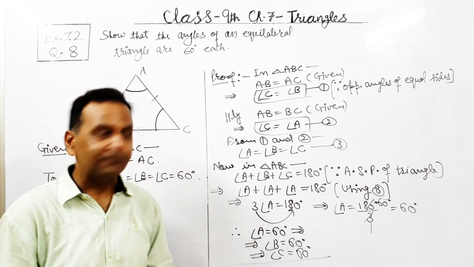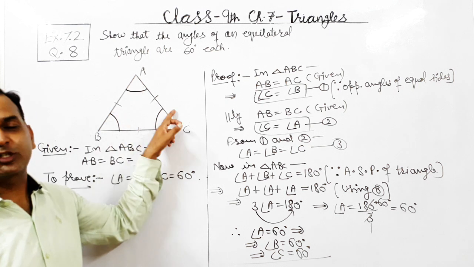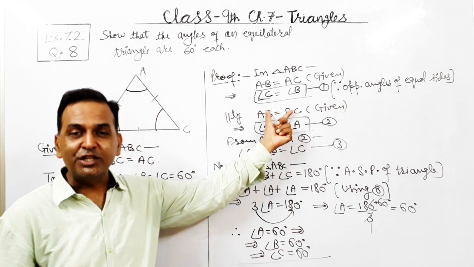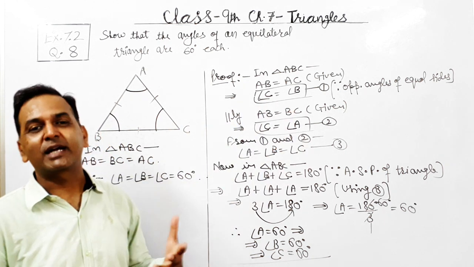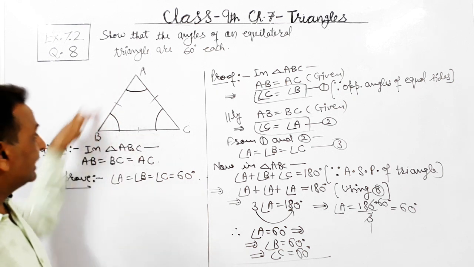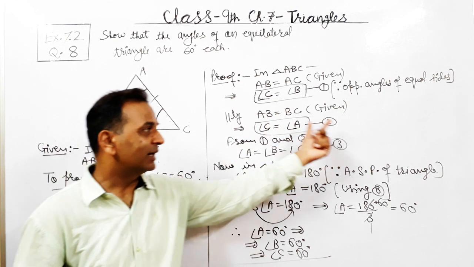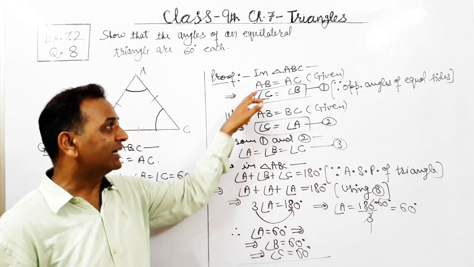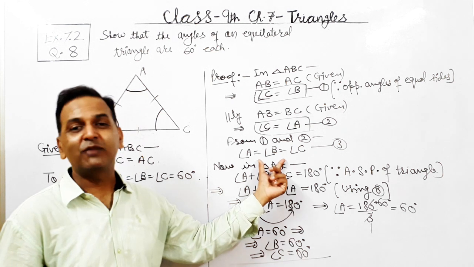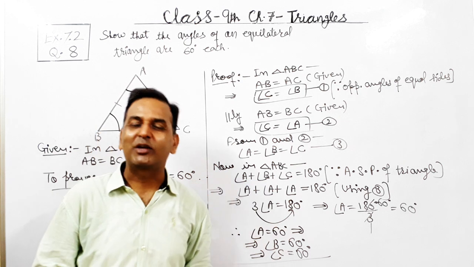Next, in this triangle ABC, AB and AC, suppose these two sides are equal, then their opposite angles, angle C and angle B, will be equal to each other using theorem 7.2. If two sides are equal, then their opposite angles are also equal to each other. Next, AB and BC are also equal to each other, so their opposite angles are also equal. Result number 2. Because angle C is present in both of these results, we can compare the two results. So from first and second, what can we write down? All the three angles, that is angle A, angle B, angle C, are now equal to each other.